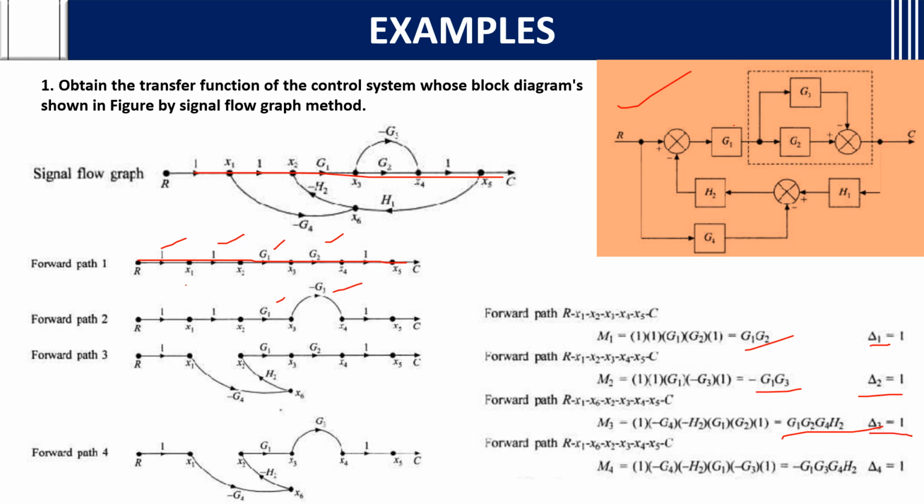For the fourth forward path, you have minus G1, G3, G4, H2, and delta 4 will be 1. Why? Because all the loops are touching that forward path. Now we are done with M1, M2, M3, M4, delta 1, delta 2, delta 3, delta 4.